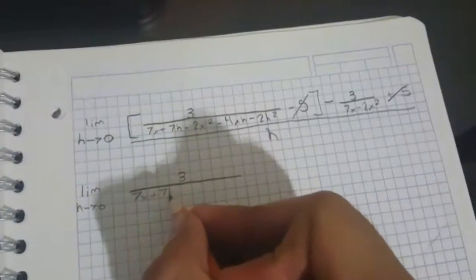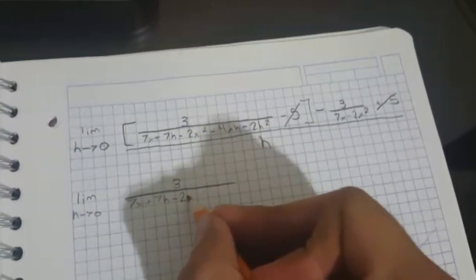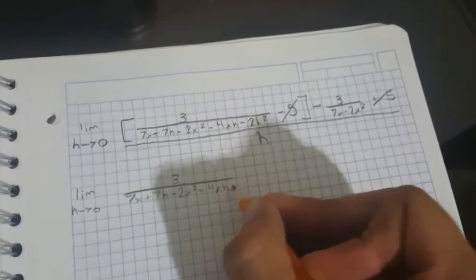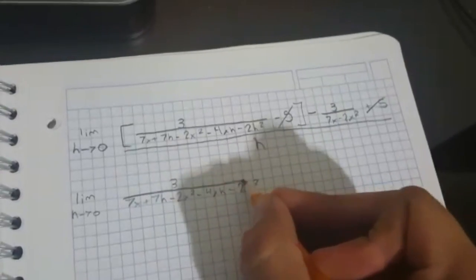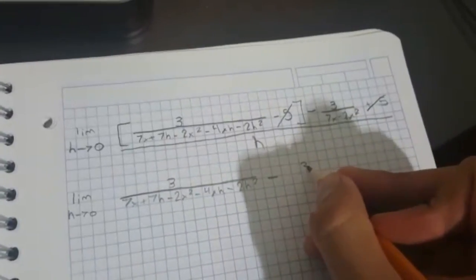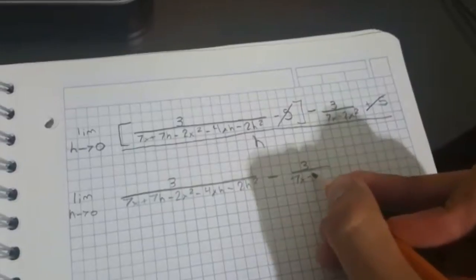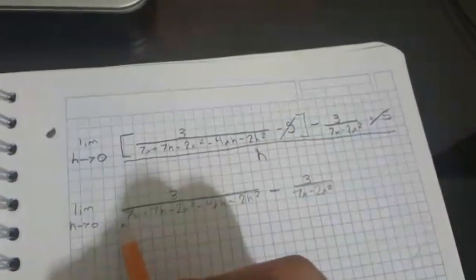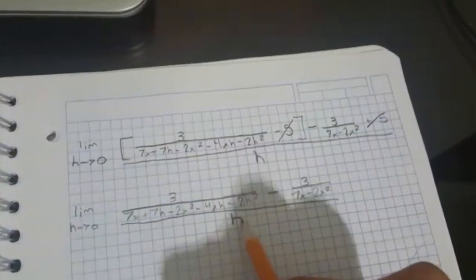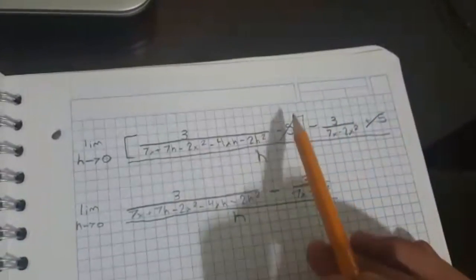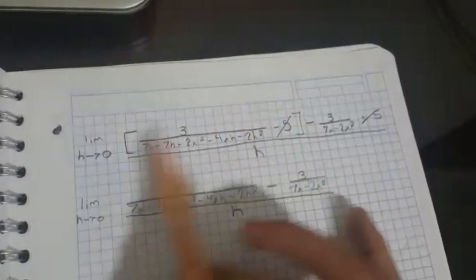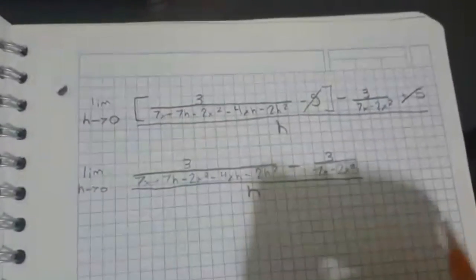7x plus 7h minus 2x squared minus 4xh minus 2h squared, minus 3, divided by 7x minus 2x squared. All of this divided by h. Okay, as you can see, we took out the 5s, and right now the parentheses isn't necessary anymore. So, continuing, what do we do next?